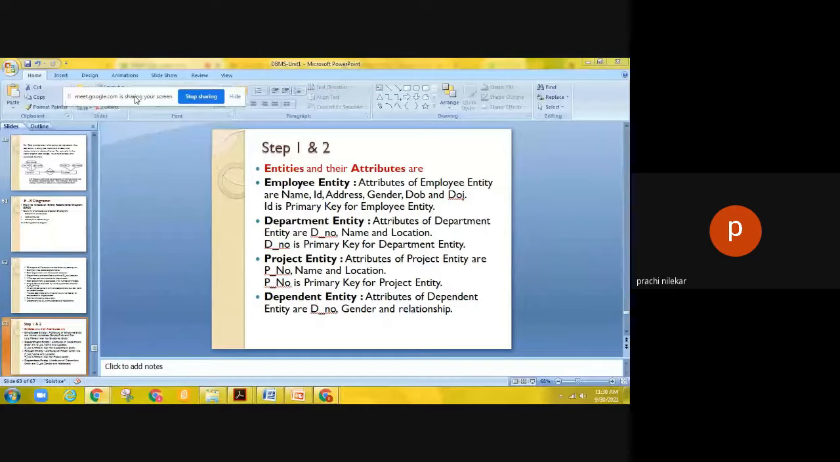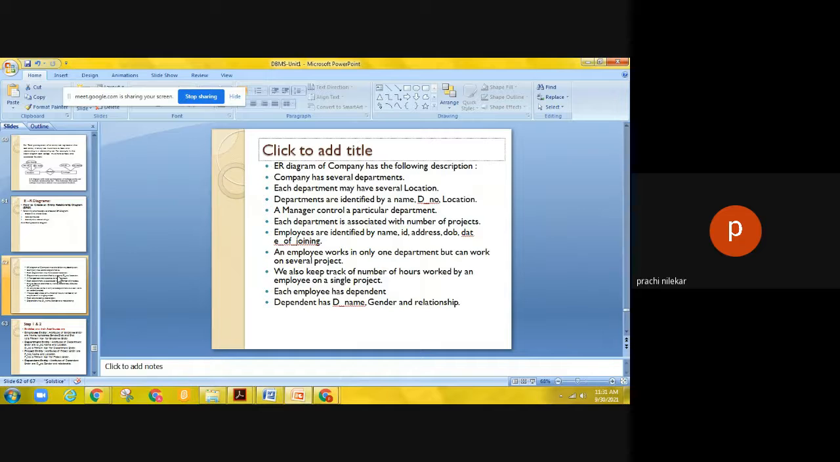Step one is what? Find the entities. And step two is to add the attributes related to those entities. So I just read the problem. In that, employee comes under the entity, department is an entity, project is an entity, as well as dependent is one of the entities. So there are a total of four entities. Do you understand the problem? Is there any doubt?